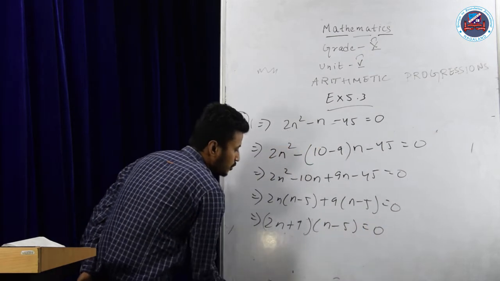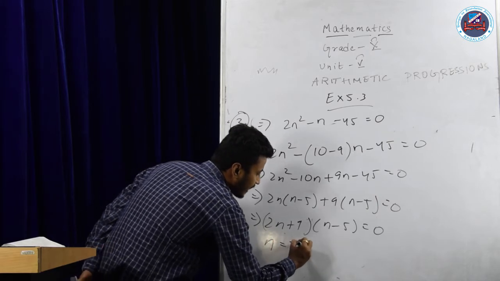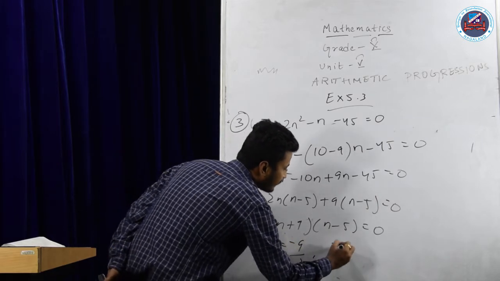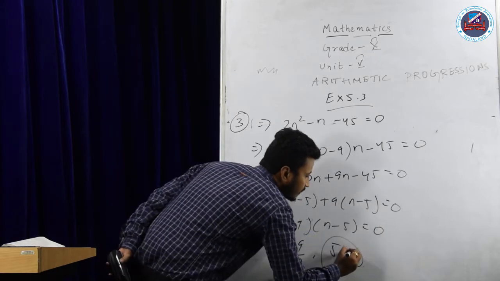Guys, see, there are two cases here. What are the two values of n you will get? You will get n as minus 9 by 2 and you will get n as 5. Which one will I take? Should I take minus 9 by 2 or should I take 5? I will take 5.